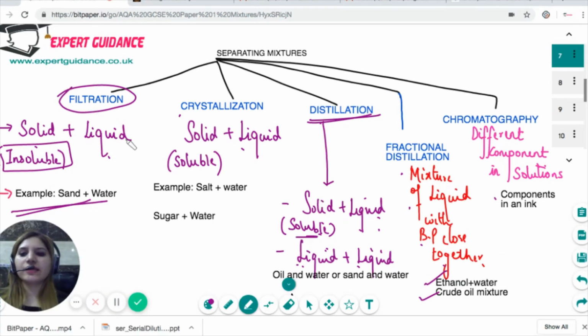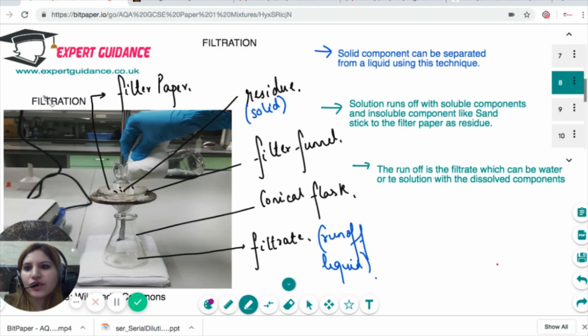Now, these are the 5 techniques that we need to know for your paper 1 chemistry: filtration, crystallization, distillation, fractional distillation, and chromatography. Now, let us look at each one of them in detail. The first one is filtration.